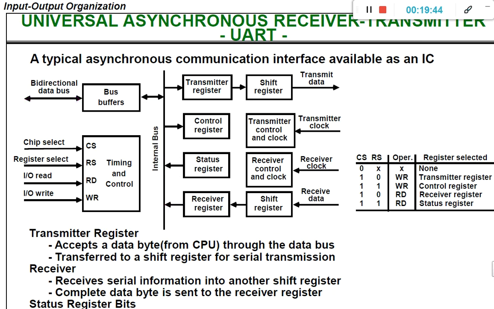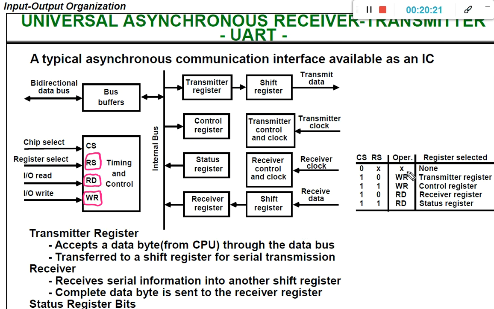And as far as the operations are considered, the control is carried out through the register select. This register select will determine which register is being selected, and which operation needs to be performed. Here RD represents the read operation, WR represents the write operation. There are two different possibilities for the read operations as well as for the write operations.